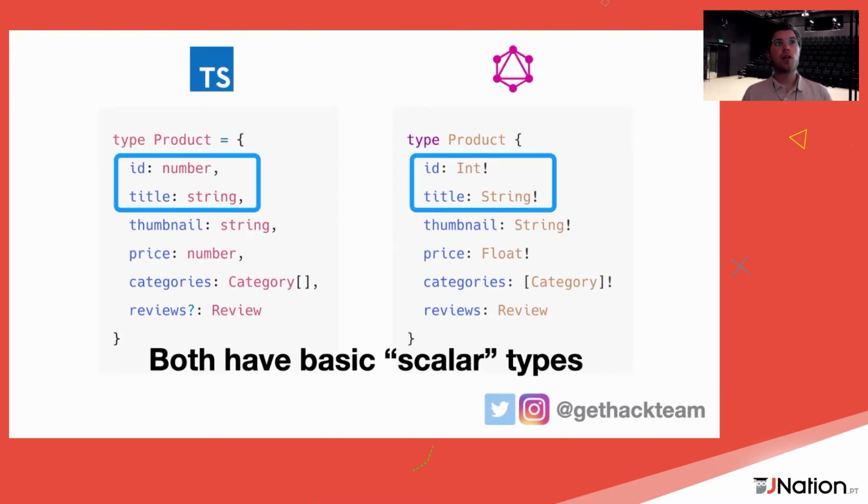Because if you look at the ID and title, you can see we're using number and string for TypeScript. And for GraphQL, we're using integer and string. So you can already see there are some similarities. And you can also see both have basics, what we call in GraphQL scalar types. So those are like the ground types. I believe there are 5 or 6. And you can always be sure that those types can be used in any schema. And you always know that if you use those types, your code probably won't break because the schema automatically recognizes these.